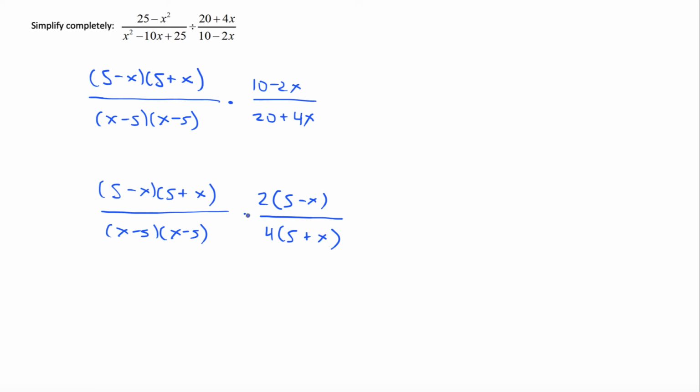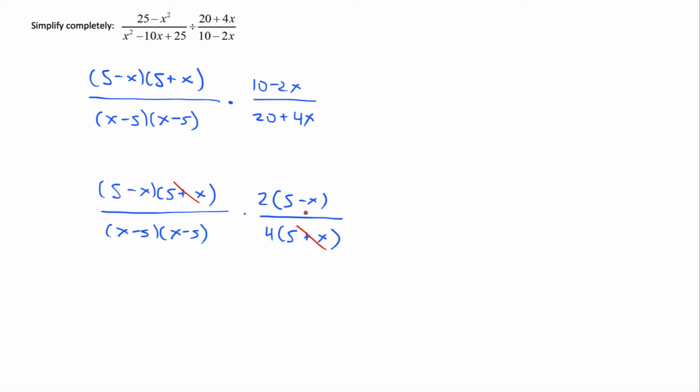Now we have to see what cancels out. So what cancels out here? We see a 5 plus x, that's good. Those cancel out. What about the 5 minus x here and the x minus 5 here?